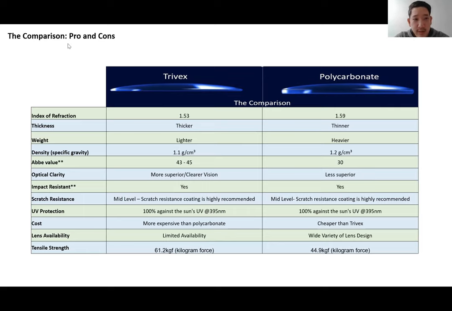So if we talk about thickness, Trivex is going to be around 10% thicker as compared to a polycarbonate lens. Side-by-side comparison, let's say, for example, you have a -4 prescription with Trivex and a -4 prescription with a polycarbonate lens. The polycarbonate lens will be 10% thinner as compared to Trivex. Regarding weight, Trivex is going to be lighter and the polycarbonate lens will be heavier. The density or specific gravity of Trivex is 1.1 versus the polycarbonate lens, which is 1.2. So if you want a lens that is going to be light, for example if you are buying a rimless frame because you don't want a heavy frame and you want to equip it with a very light lens, Trivex is one of your best options.